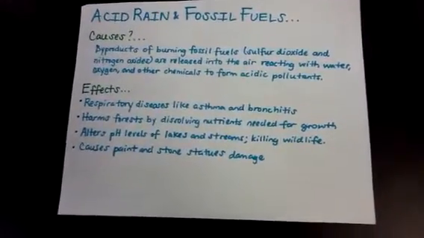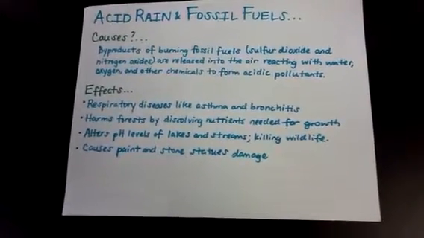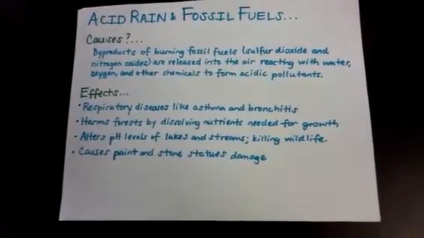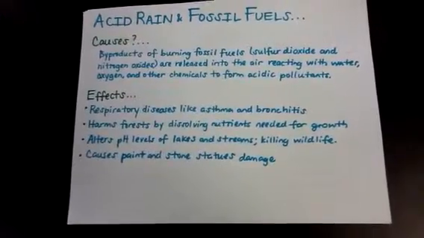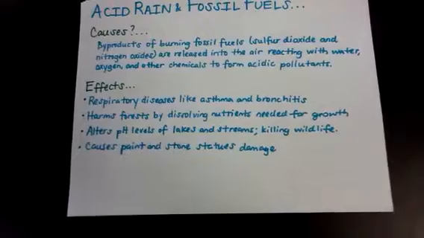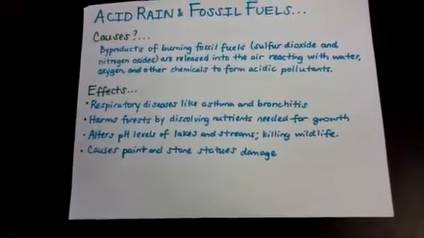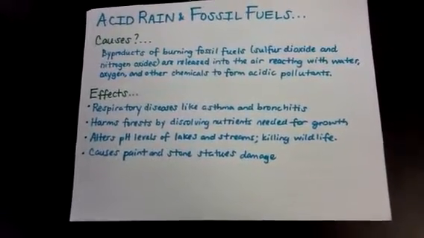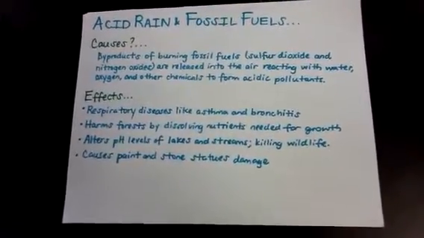Acid rain and fossil fuels. So it's the byproducts of burning fossil fuels, mainly sulfur dioxide and nitrogen oxides, that are released into the air. They then react with water and oxygen and other chemicals to form acidic pollutants. So the effects of this are respiratory diseases like asthma and bronchitis. It harms forests by dissolving the nutrients they need for growth. It alters pH levels of lakes and streams. Ultimately, that's going to kill the wildlife that lives in those lakes and streams. It's going to cause paint and stone statues damage, like the Statue of Liberty.